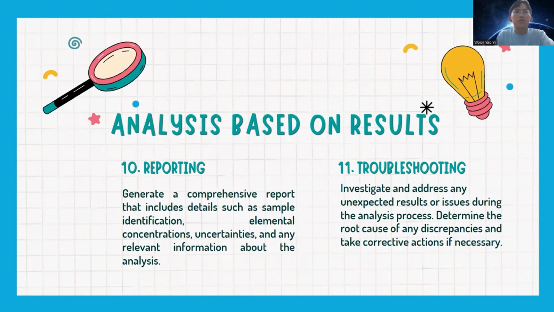We need to generate a comprehensive report that includes details such as sample identification, elemental concentrations, uncertainties, and any relevant information about the analysis. The last step is troubleshooting. Let's say if there are problems and issues, we need to investigate and address any unexpected results or issues during the analysis process. Determine the root cause of any discrepancies and take corrective actions if needed.